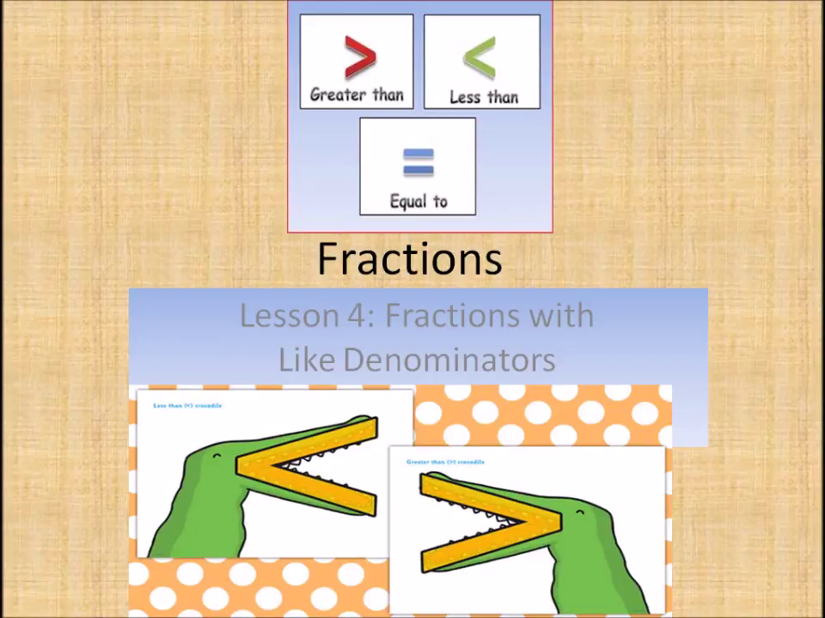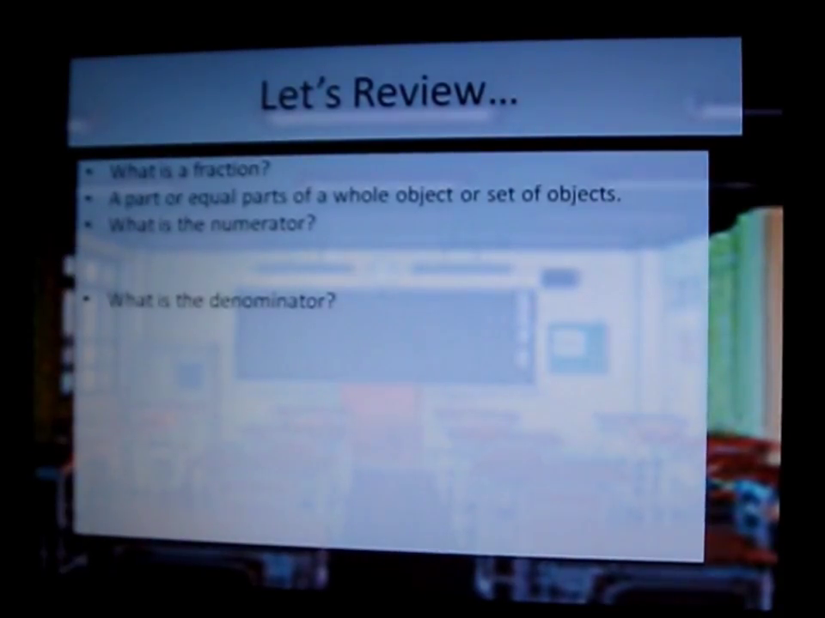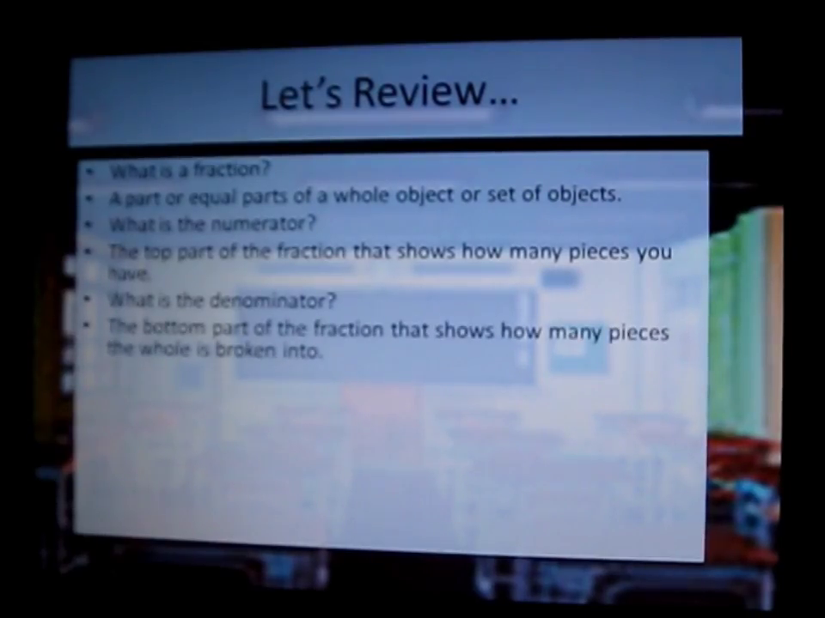Fractions. Lesson 4. Fractions with like or the same denominators. First, let's review. What is a fraction? A part or equal parts of a whole object or set of objects. What is a numerator? The top part of a fraction that shows how many pieces you have. What is the denominator? The bottom part of the fraction that shows how many pieces the whole is broken into.